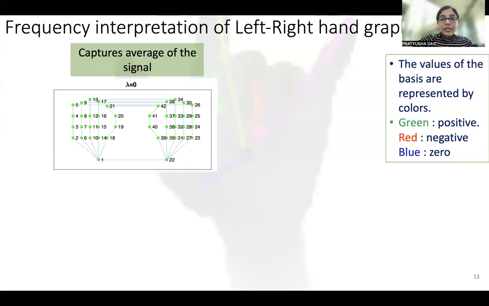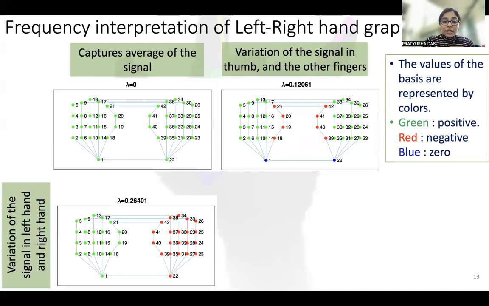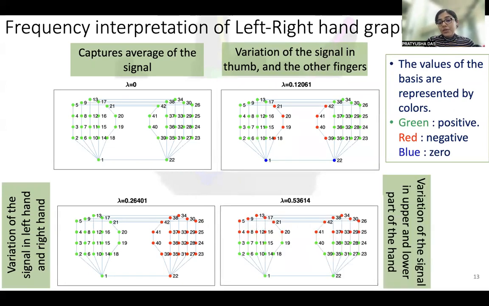Now let's see the interpretation of the frequencies of the left-right hand graph. In this case, this graph Fourier basis corresponds to lambda equals 0 and captures the average of the signal. This one captures the variation of the signal in the thumb relative to the rest of the fingers. This one corresponds to lambda equals 0.26 and captures the variation from your left hand to your right hand. And this one captures the variation from the top of the hand to the base of the hand.